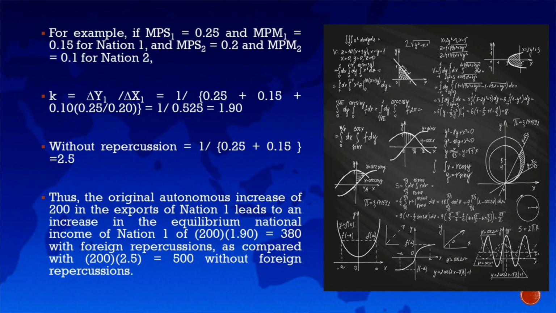Okay, so now just see, if there is an autonomous increase of 200 rupees in the export of nation 1, that leads to an increase in the equilibrium national income of nation 1. Now it is 200 into the foreign trade multiplier 1.90, which is 380. So what I am trying to say is that with the foreign trade multiplier in the context of foreign repercussions, we have a smaller increase in national income compared to the earlier scenario, where we have 200 into 2.5, which is 500, without foreign repercussion.